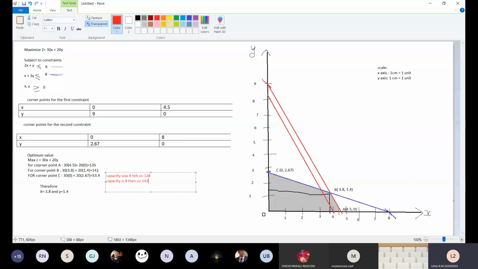So now my question is, what would have happened if I had decreased my capacity by 1 hour? What would have been my optimum value? 114. Yes, it will reduce by 14, so 128 minus 14 is 114. Then if I decrease it by 2 hours, it will decrease by 28. So it can go up to this limit. The maximum limit it can go up to is this.